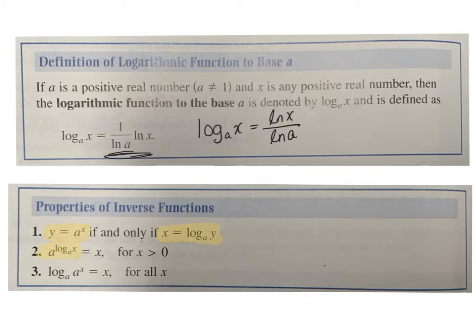A base a as an exponent will cancel out a base a as a log. So a to the log base a of x cancels out, and you're left with just that x. Same is true here. Log base a of a to the x also cancels out, and you're left with just x. So like bases cancel out like bases. And then they give you some examples of that.